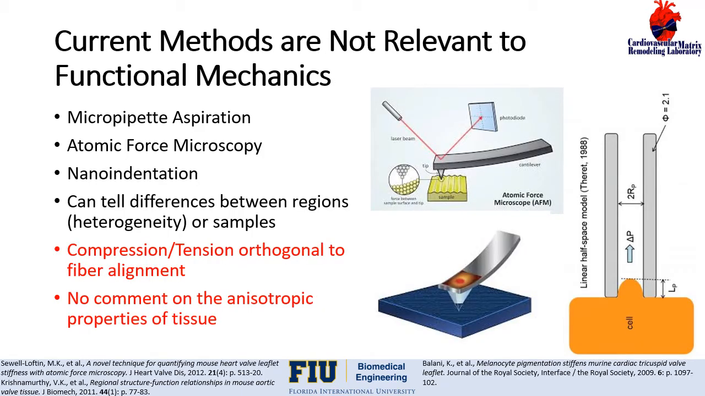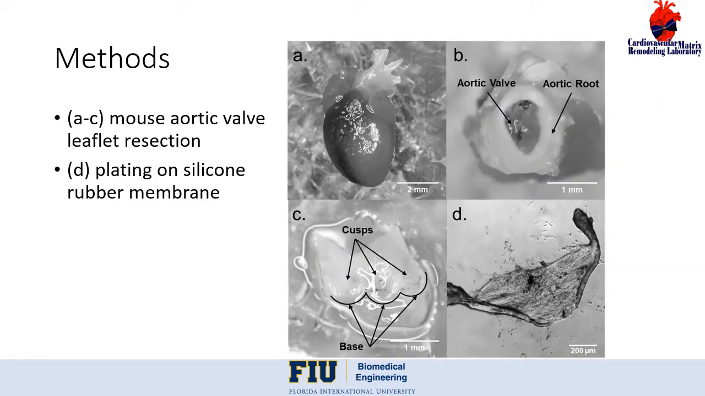Although there are current methods to assess mechanical properties of microscopic tissues, current methods that determine these tissue mechanics display the tissue orthogonally to the primary axes of fiber alignment and can't comment on the anisotropic properties of the tissue. To combat these current limitations, we have developed a method by which the tensile mechanical properties of mouse aortic valve leaflet tissues can be determined.